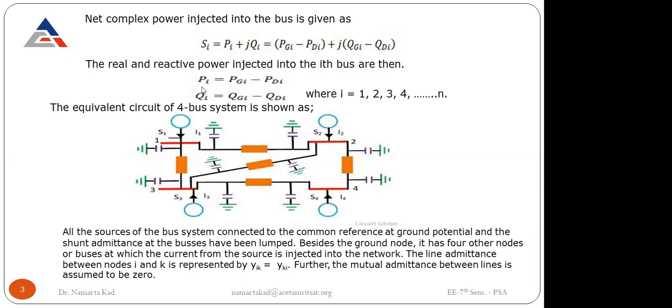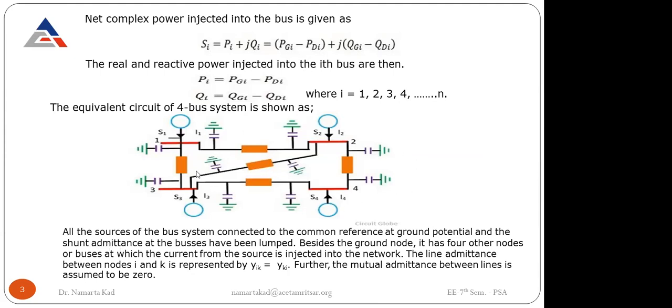The real and reactive power injected into the ith bus are then Pi equals PGi minus PDi, this is the net real power, and this is the net reactive power, so Qi equals QGi minus QDi, where i is 1, 2, 3, 4 up to n, that means any number of buses. But here in this example, we are taking the 4-bus system.